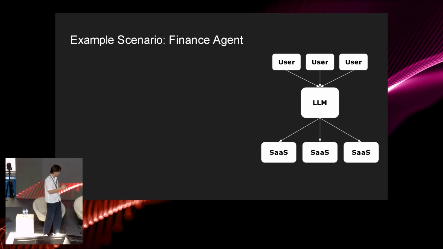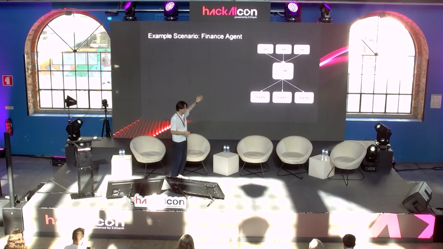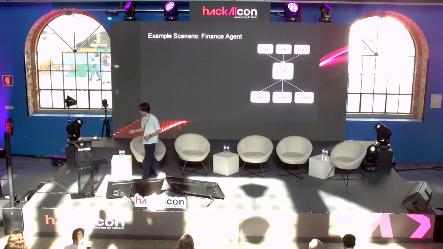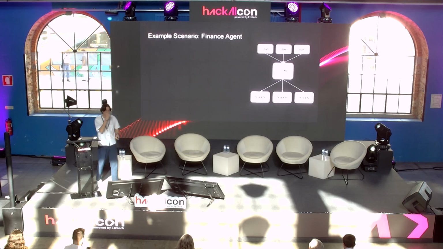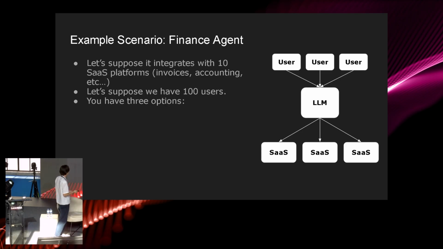Typically with an LLM, you've got a lot of users in your company. They're going to talk to your AI agent, and then that will reach out to a bunch of SaaS. There could be accounting software, expense filing, a bunch of stuff. So let's suppose it integrates with 10 pieces of software here, and let's suppose we have 100 users.